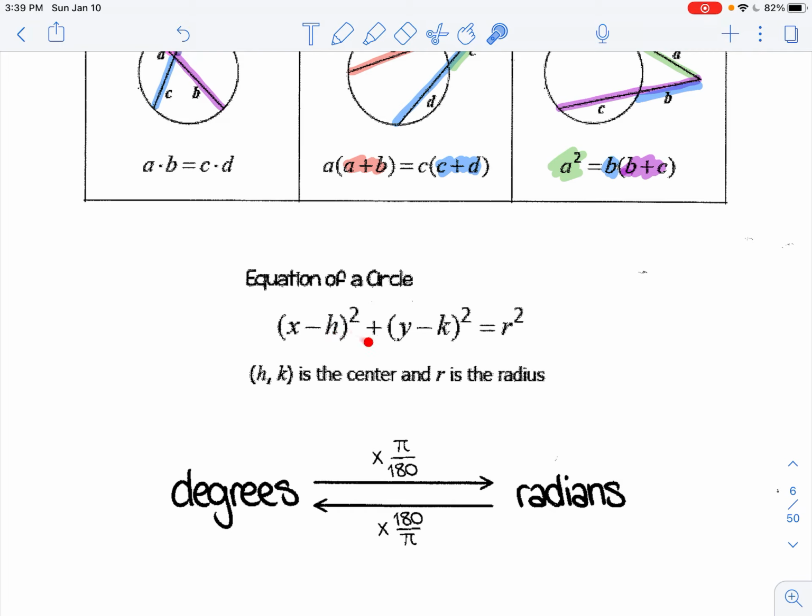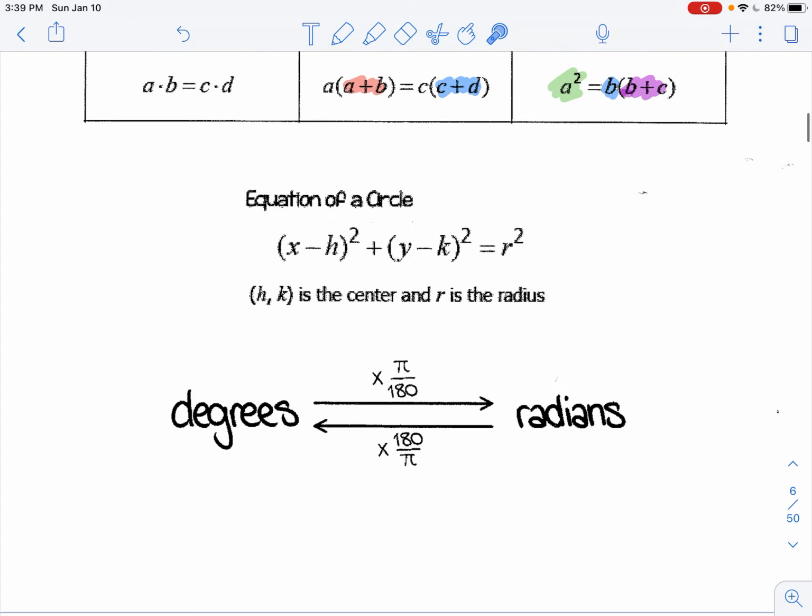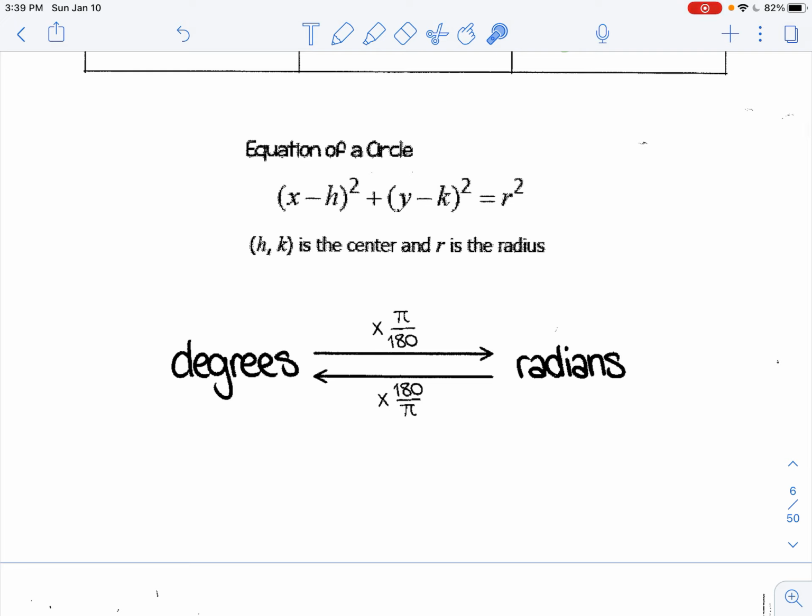Here's an equation of our circle. (x - h)² + (y - k)² = r², where h and k is the center. Notice the signs are opposites. This is a minus h and this is a positive h. Minus k, positive k. And r is equal to the radius, and this is r squared.